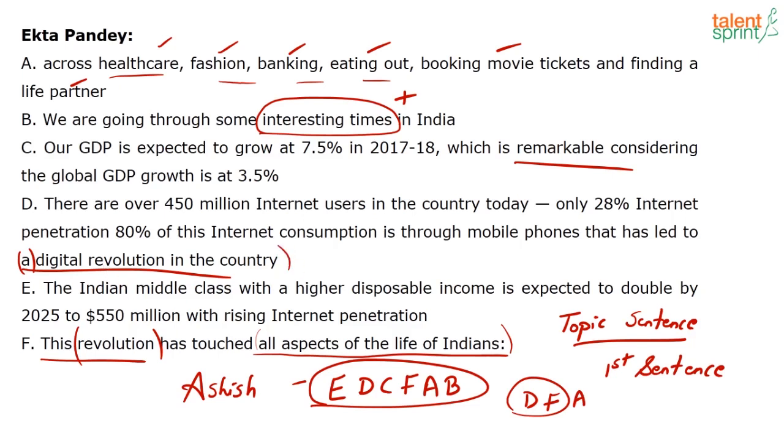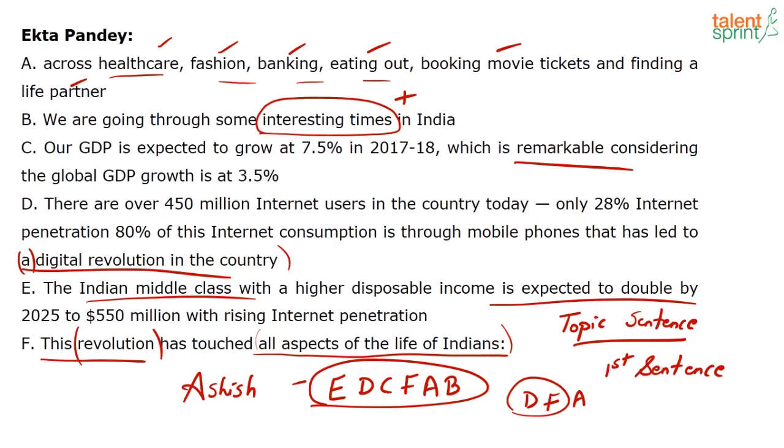So if you look at it, C is probably expanding on those interesting times, which is our GDP is expected to grow at 7.5% in 2017-18, which is remarkable considering the global GDP growth is at 3.5%. And if I look at E, E says the Indian middle class with a higher disposable income is expected to double by 2025 to $550 million with rising internet penetration. Look at this: the Indian middle class, their salary is going to double. Isn't that interesting? Isn't that remarkable? So if you ask me, C and E are adding to these interesting aspects. The time right now in India, these are some of the interesting things that are happening, right?